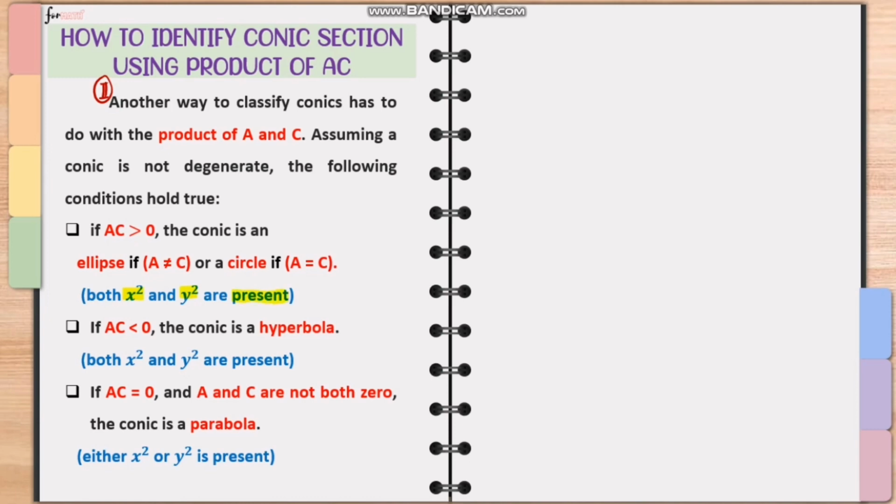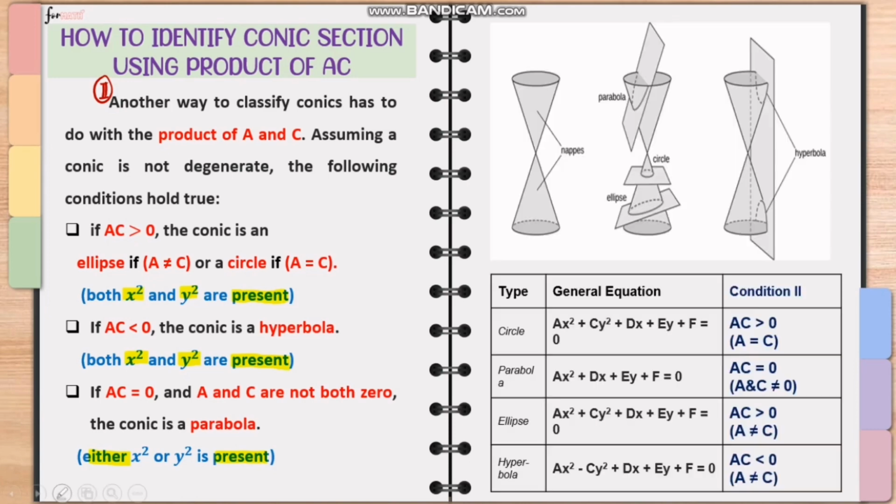Okay? Next naman daw natin is AC is less than 0. Hyperbola naman daw po siya. Dapat din ang x squared and y squared natin is present. Okay? And then if AC is equals to 0, provided that A and C are not both equal to 0, therefore it is a parabola. Ito naman, either x squared or y squared naman ang present. So, isa lang po sa kanila ang present. Okay, so ito po yung summary, okay, ng ating condition number 2.